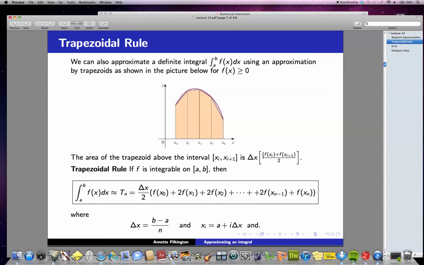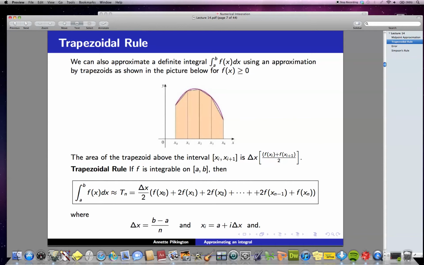So I'll leave it to you to figure out why this is the area of the trapezoid. And you see, for each of these trapezoids, if you add their areas, the first one gives you (f(x0) + f(x1))/2 times delta x, and the second one gives you (f(x1) + f(x2))/2 times delta x. So you see, when you add, f(x1) appears twice in the formula.